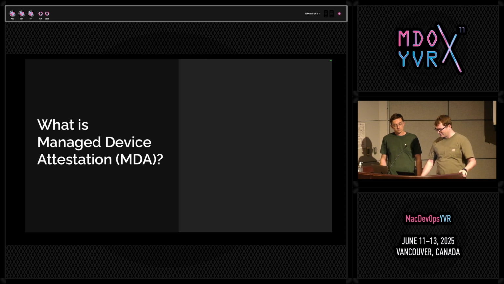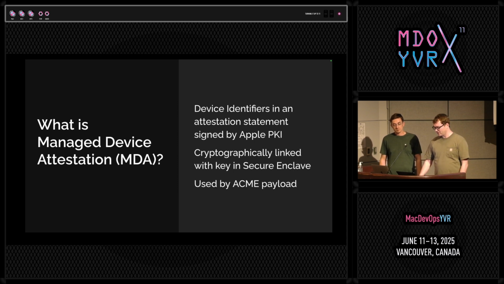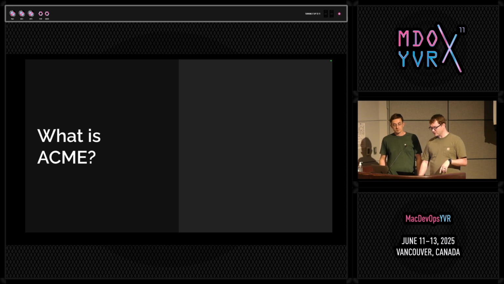So what is managed device attestation? It's basically a statement of multiple attributes, so your serial number, your UDID, that is signed by Apple PKI. Sounds a lot like the machine info, but this one is rooted in trust in the secure enclave, whereas the other one is a little more unknown, and Apple doesn't necessarily document how that one works, but they say this one is very secure. It's cryptographically linked to the secure enclave, and you can only use it with the Acme payload. So what is Acme?